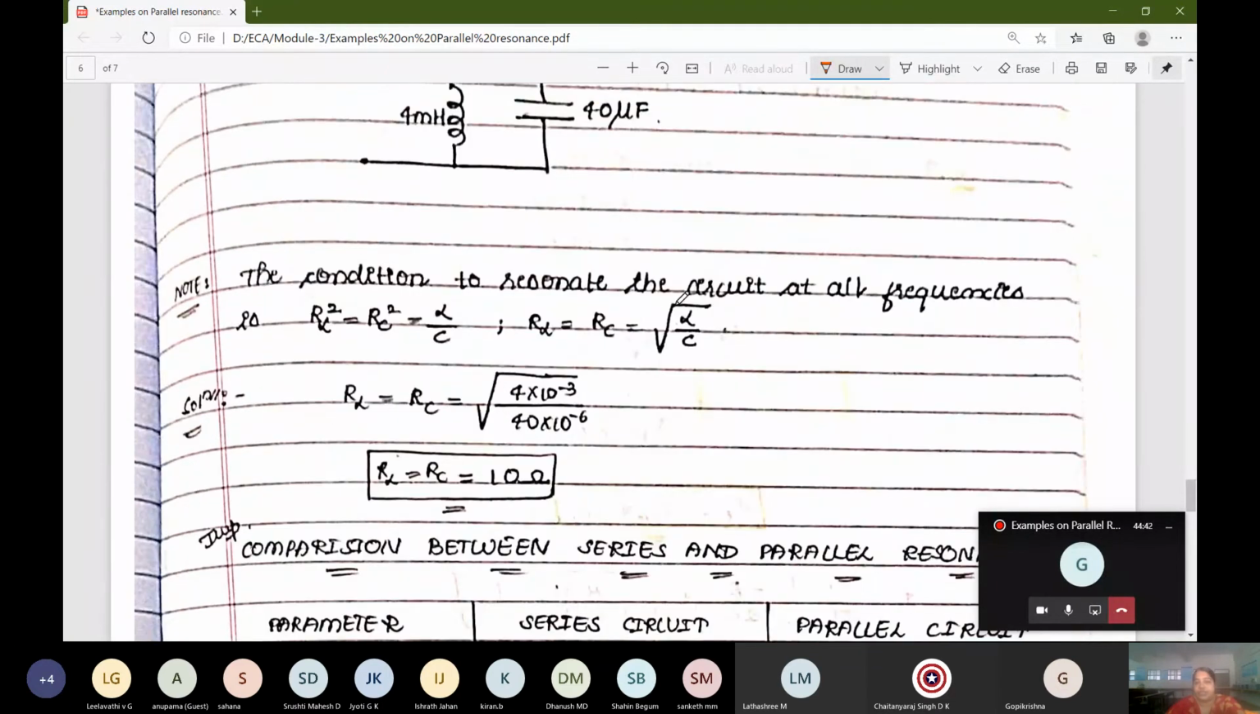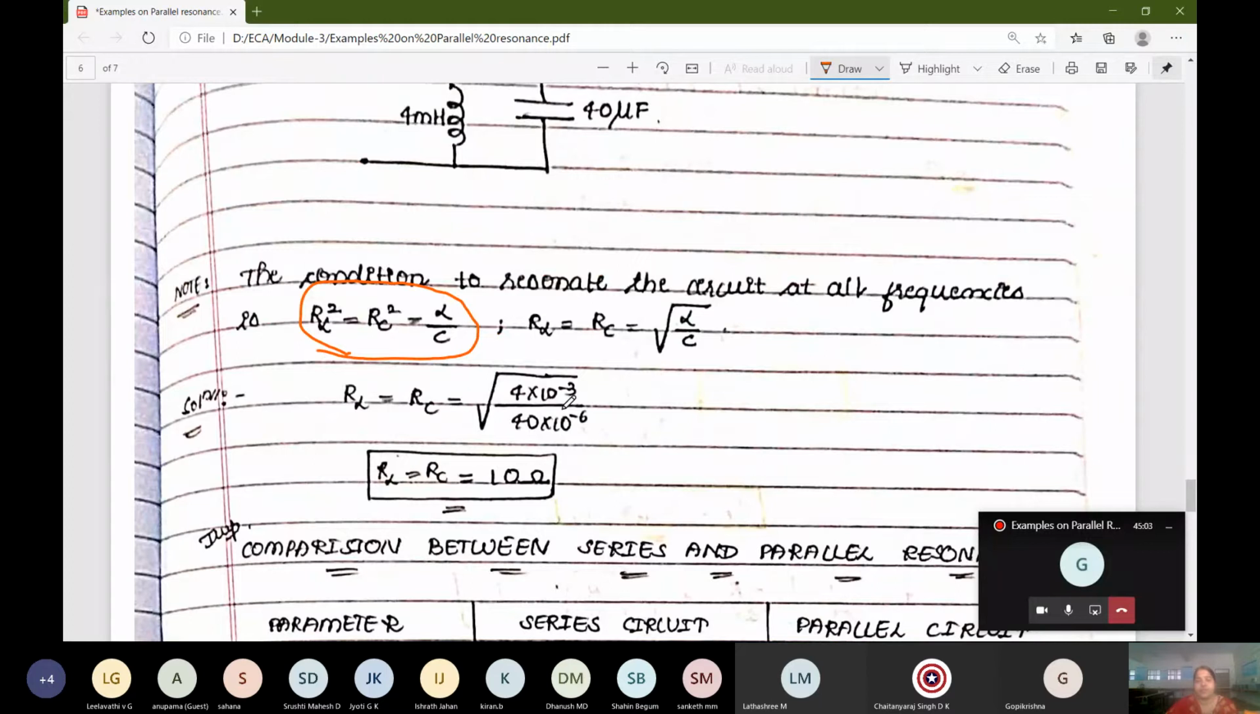So the condition to resonate the circuit at all frequencies. Okay, this is the condition. What is it? RL square is equal to RC square is equal to L by C. Or if you just take only a single term, that is RL is equal to RC is nothing but root of L by C. Just substitute L and C. How much is L?